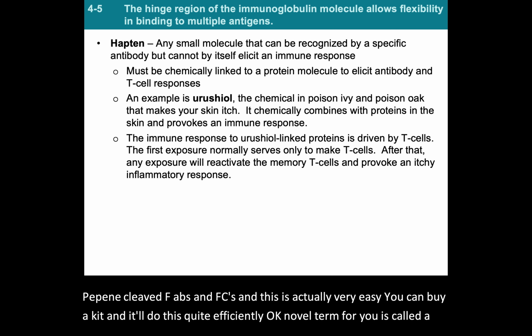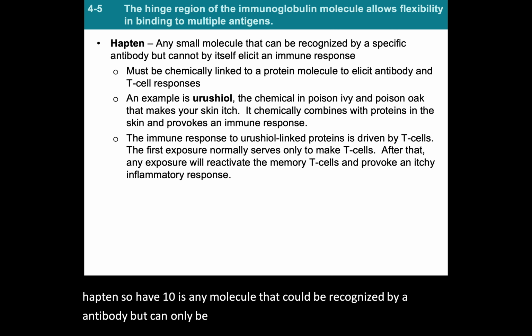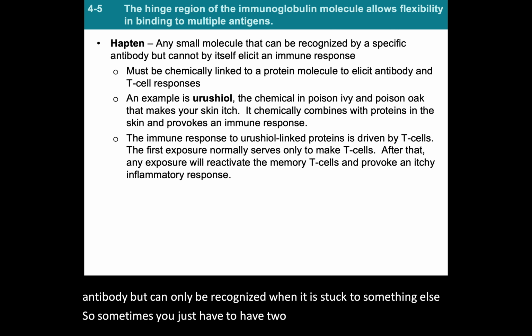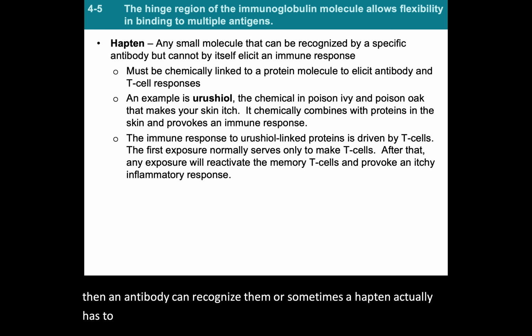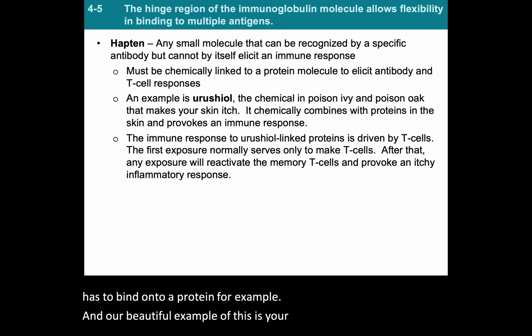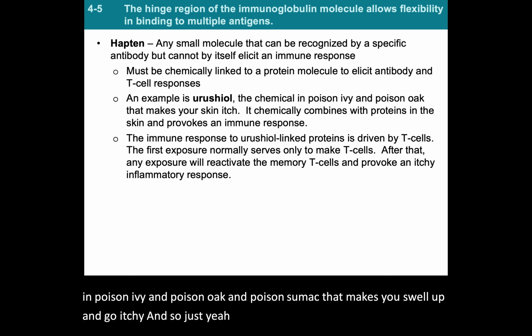So a hapten is any molecule that could be recognized by an antibody, but can only be recognized when it is stuck to something else. So sometimes you just have to have two haptens stuck together and then an antibody can recognize them. Or sometimes a hapten actually has to bind onto a protein, for example. And our beautiful example of this is urushiol. This is the compound in poison ivy and poison oak and poison sumac that makes you swell up and go itchy and just, yeah, makes life that much worse.